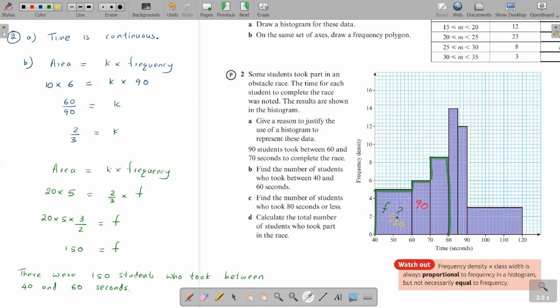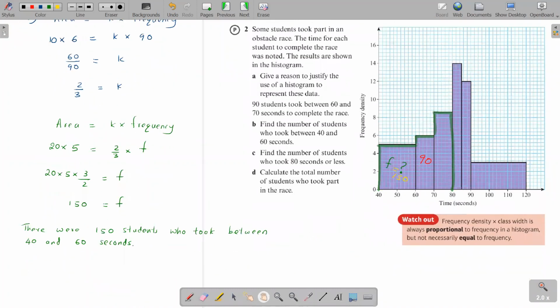Okay, so let's get it. In part C, we just need to find the number of students in the bar from 70 to 80. We are supposed to find the number of students who took 80 seconds or less, so basically the number of students in these 3 bars. I know the frequencies in these 2. All I need to do is get the frequency of the third bar.